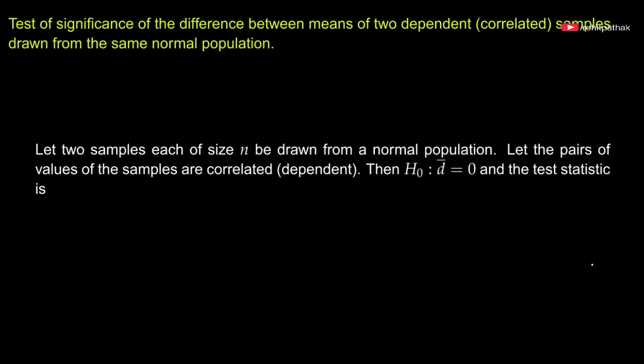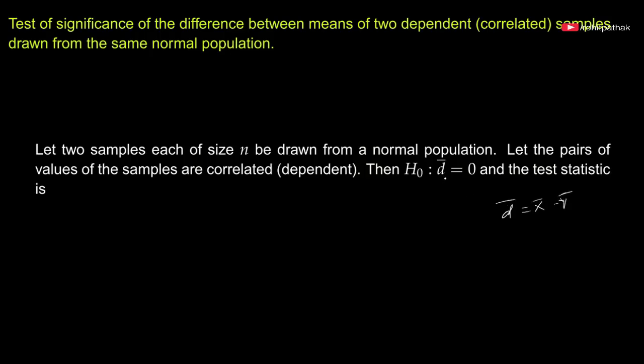Now we discuss test of significance of difference between means of two dependent samples drawn from the same normal population. Let two samples each of size n be drawn from a normal population. Let the pairs of values of samples are correlated. Then we set H0 as d bar equal to 0. Here d bar means x bar minus y bar.